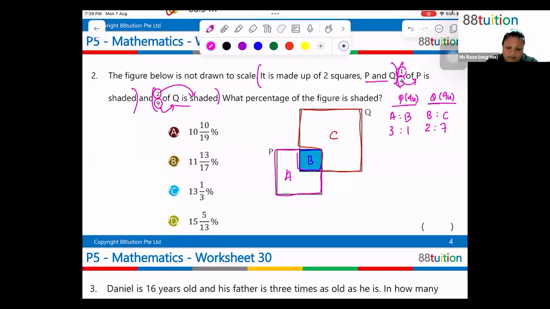So from here, do you realize that the overlapping part, or rather the shaded part, is represented by the letter B. And because it is the same part, we have to ensure that the units must also be the same. So in this case, what is the first common multiple of 1 and 2?